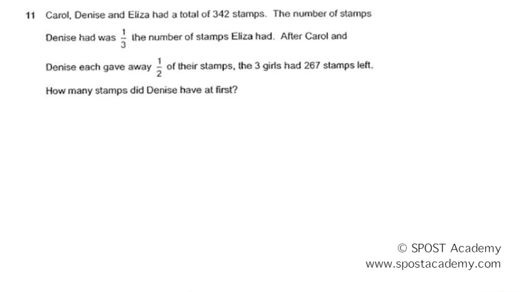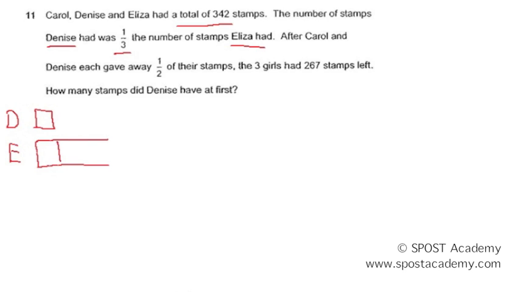The first sentence says that they have a total of 342 stamps. The second sentence says that the number of stamps Denise had was 1/3 the number of stamps Eliza had. So based on this sentence, I can draw a model to show this. Denise is only 1 unit, while Eliza would be 3 units.